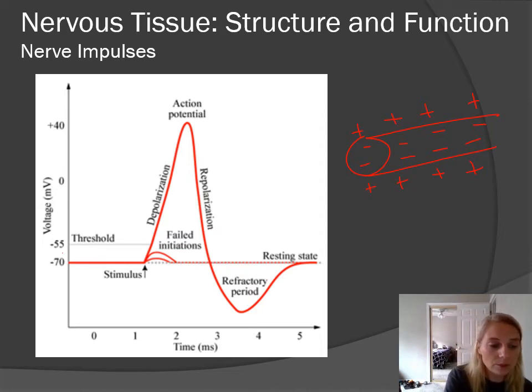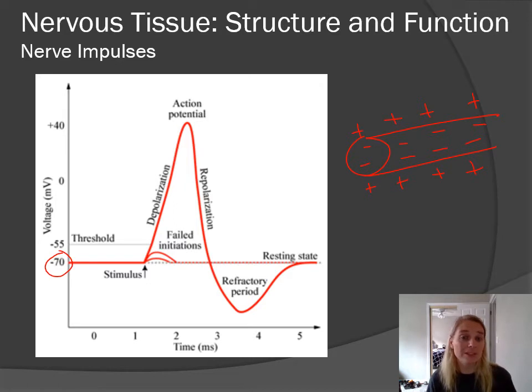We actually are resting at a value that's called -70. So that means the inside is 70 units more negative than the outside. It's all relative. It's all comparing the inside to the outside. Now, if you're just in a resting neuron, I'll pick a different color, so I don't want to do red on red. If you're just hanging out at resting potential, you're just staying at negative 70 millivolts.